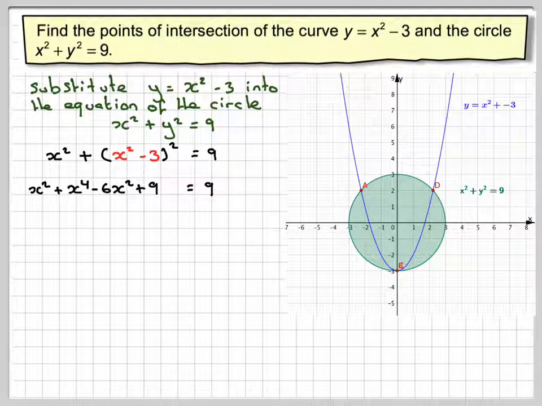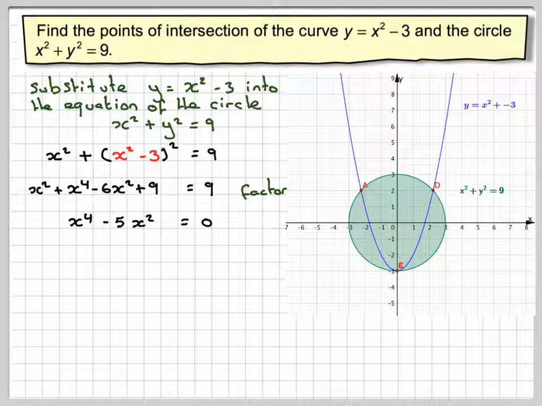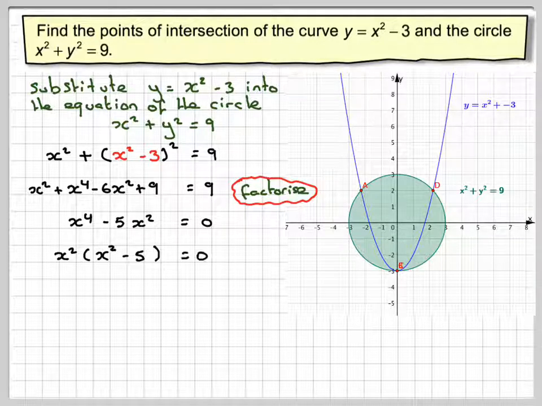To solve this, we should put it equal to 0. So we're going to have x to the 4, x squared minus 6x squared, which gives us minus 5x squared, and if we take 9 from both sides, we get 0. Now, there's a great temptation to divide this through by x squared. If you do that, you're going to lose one of your solutions. So you should always try to factorize. And anyhow, x could actually be equal to 0, which makes that division not possible. So taking out the common factor of x squared, we're left with x squared minus 5 equals 0.